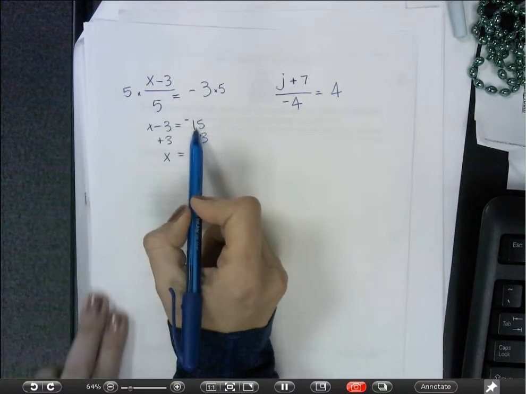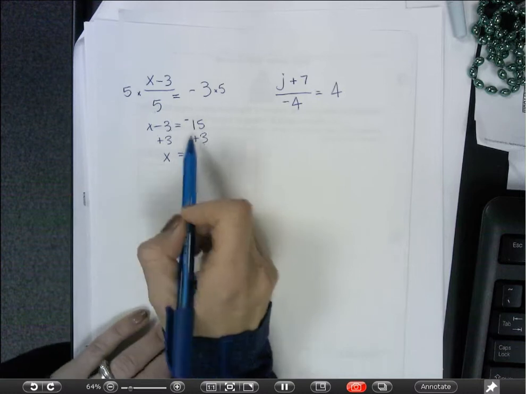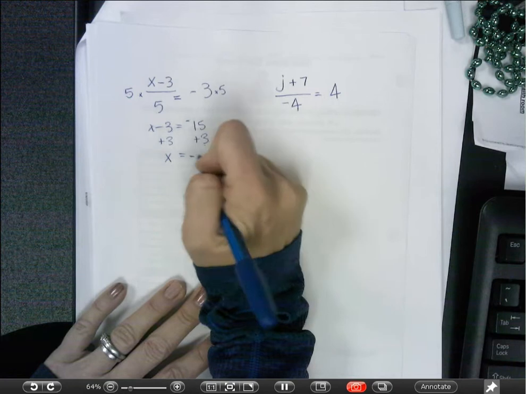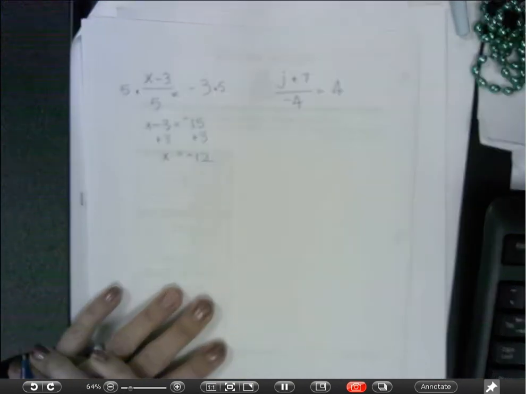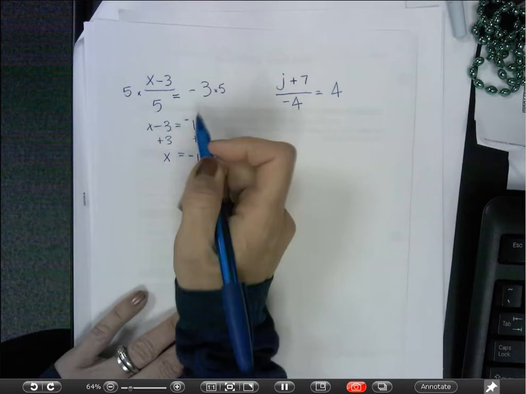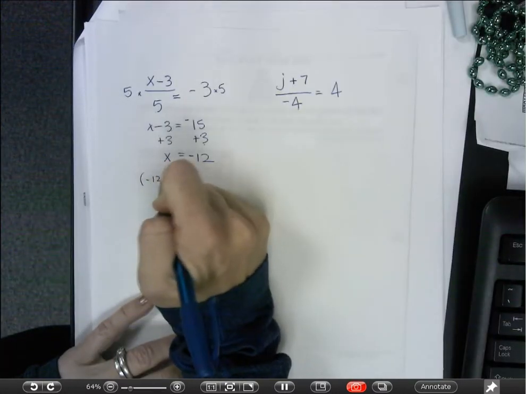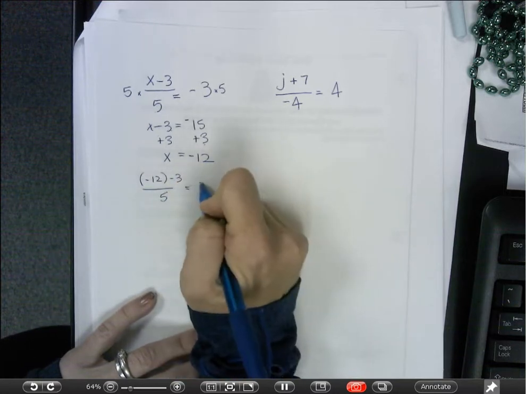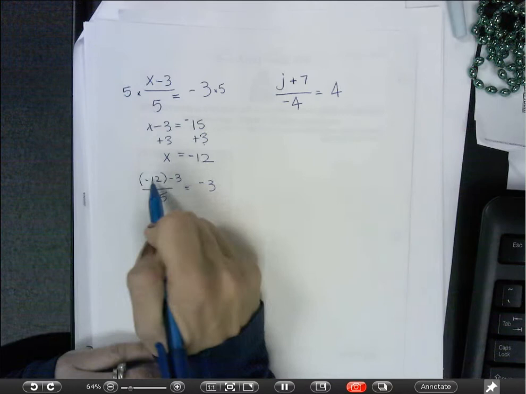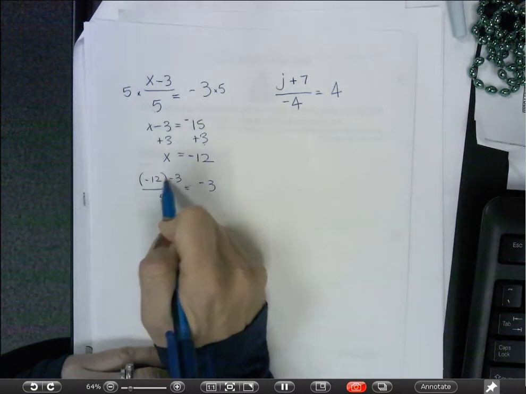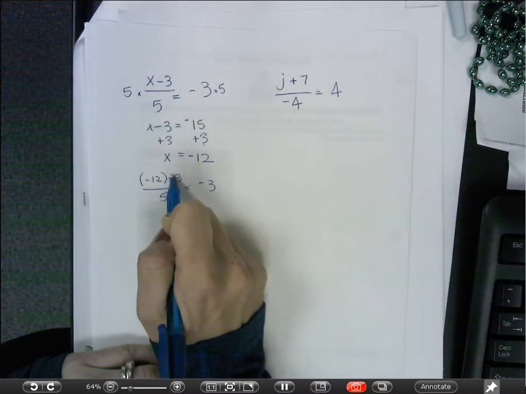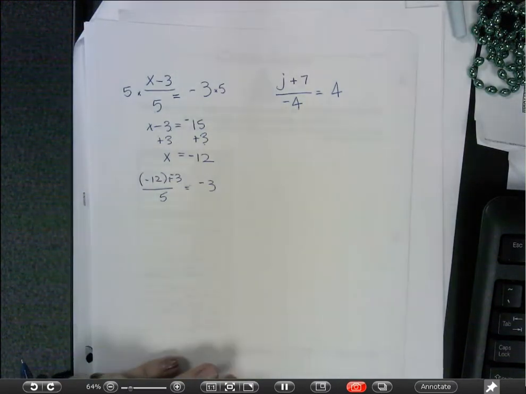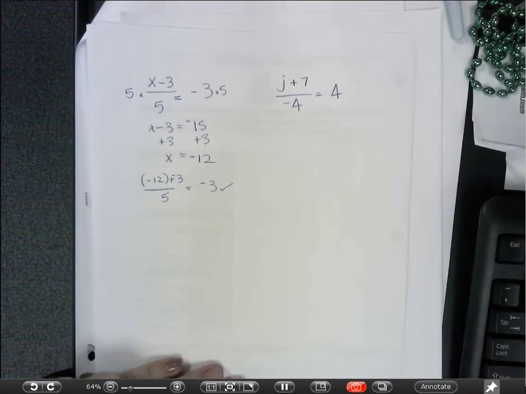So now I have negative 15 plus 3. So I'm at negative 15, and I'm going to move 3 towards the right, which means I will be at negative 12. Before I walk away, I have to do my substitution step. So I've got negative 12 minus 3 over 5 equals negative 3. So negative 12 minus 3, I KFC that. Negative 12 plus negative 3 is negative 15. Divided by 5 is negative 3. So that checks out. So I'm good.